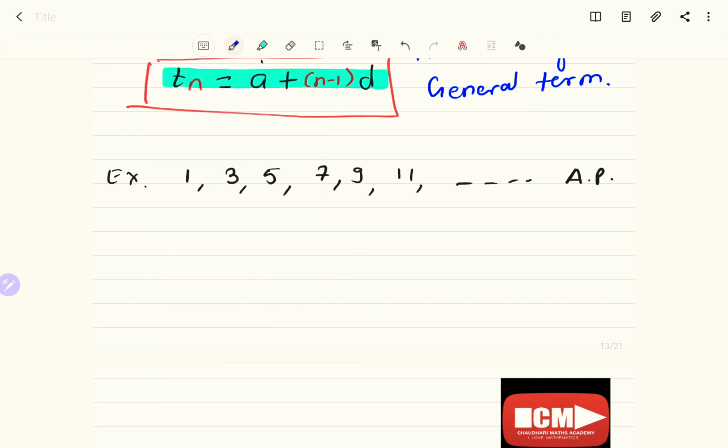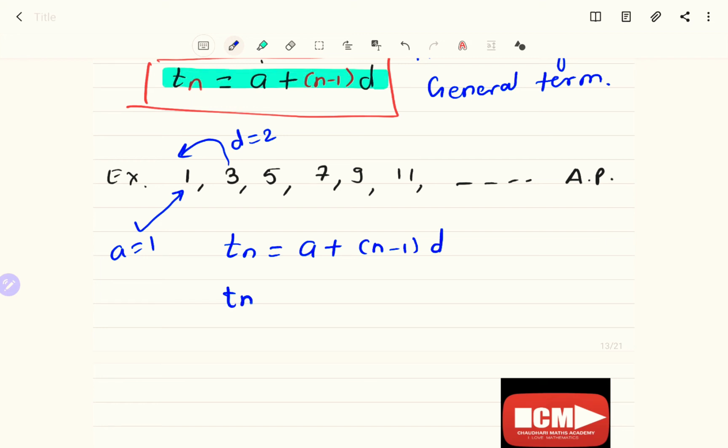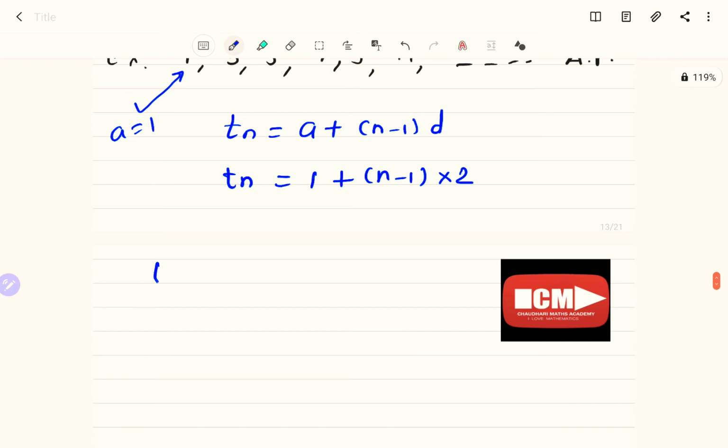Its first term is a equal to 1. And what is the common difference in each and every term? Common difference is 2, right? And here I am mentioning the formula for Tn is a plus n minus 1 into d. Let's substitute the value of a. So the value of a is 1, n minus 1. The value of d in this case is 2. Okay, I am simplifying it further.